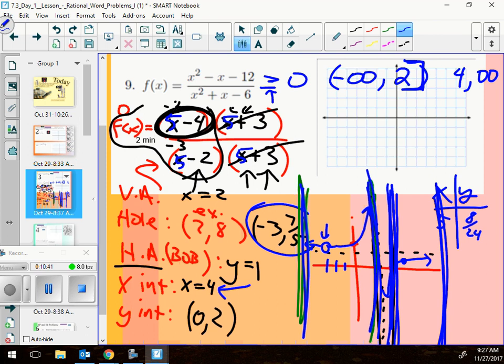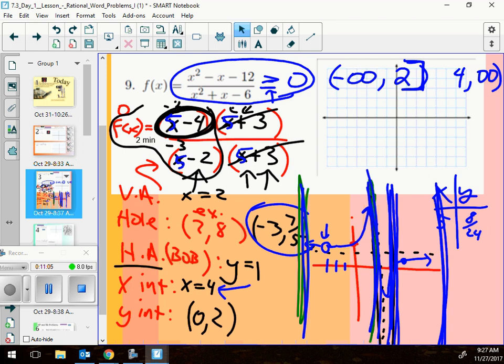And how about at 4? I want you to talk to your partner about 4. Do you think 4 makes it greater than or equal to 0 and thus should work? Or does 4 not make our function greater than or equal to 0? Do you think it works or not? Bracket on the 4 or not? I'll pause for a second.